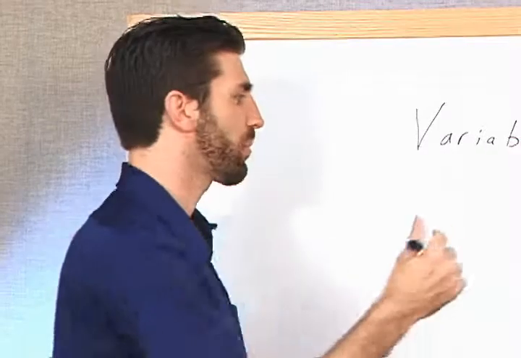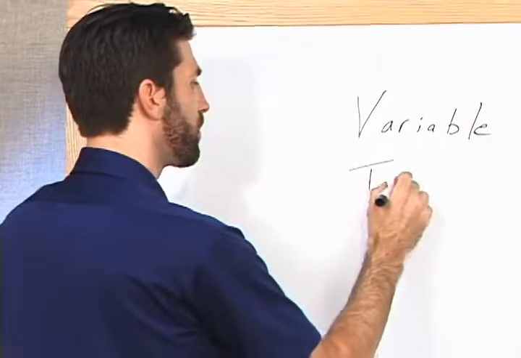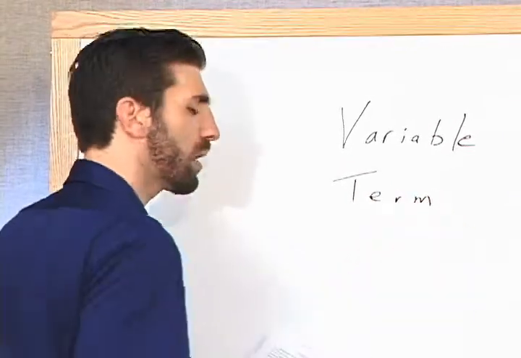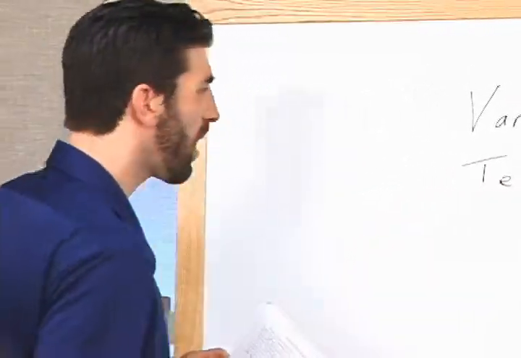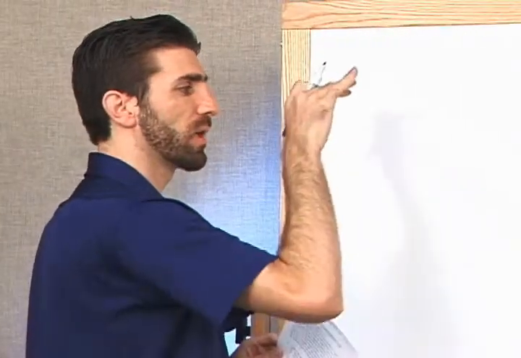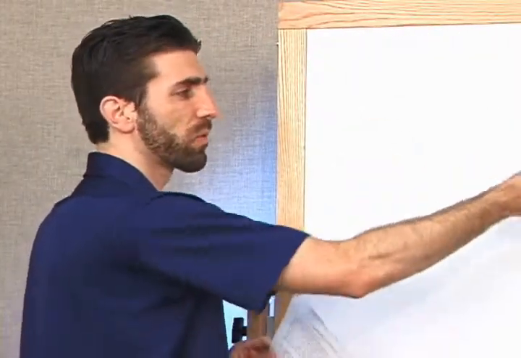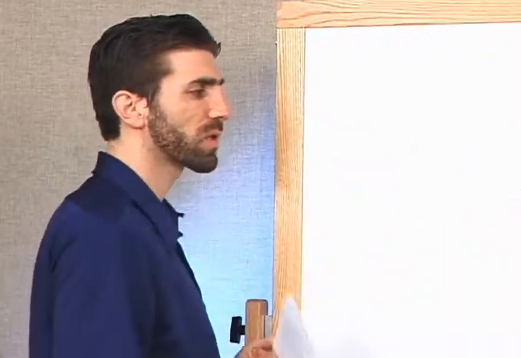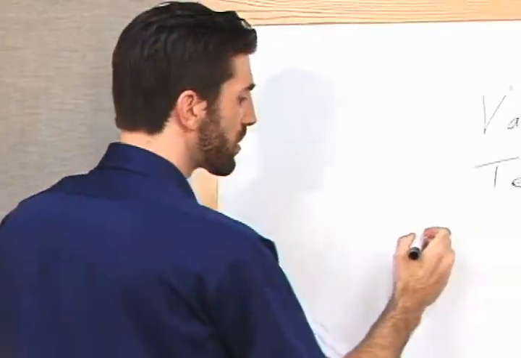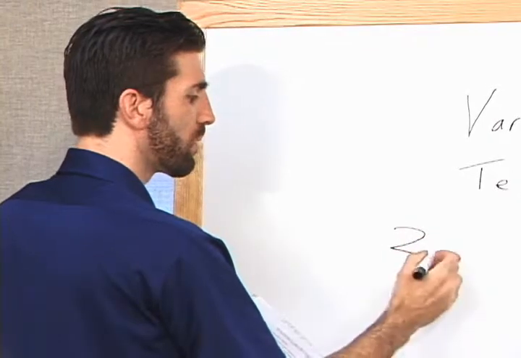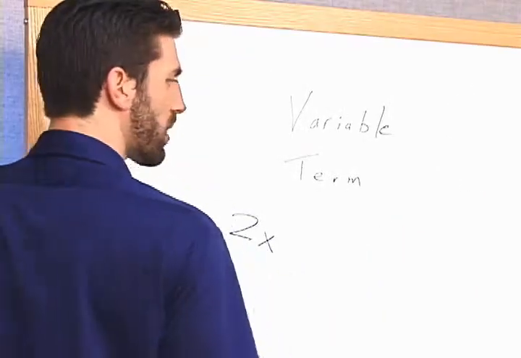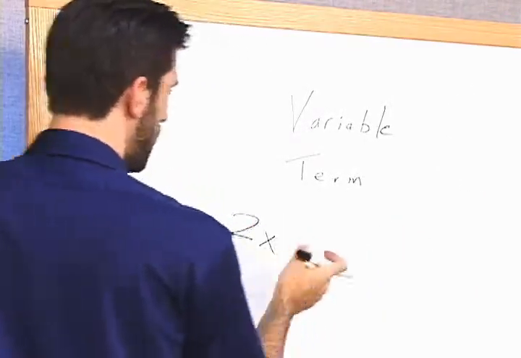Next thing I want to talk about is a term. Now, I'm not going to get into the etymology, which is the study of the root of the word, as we do with a variable. With term, I'm just going to think about what this word is in terms of algebra. A term is essentially we'll take a number and we'll put a variable next to it.